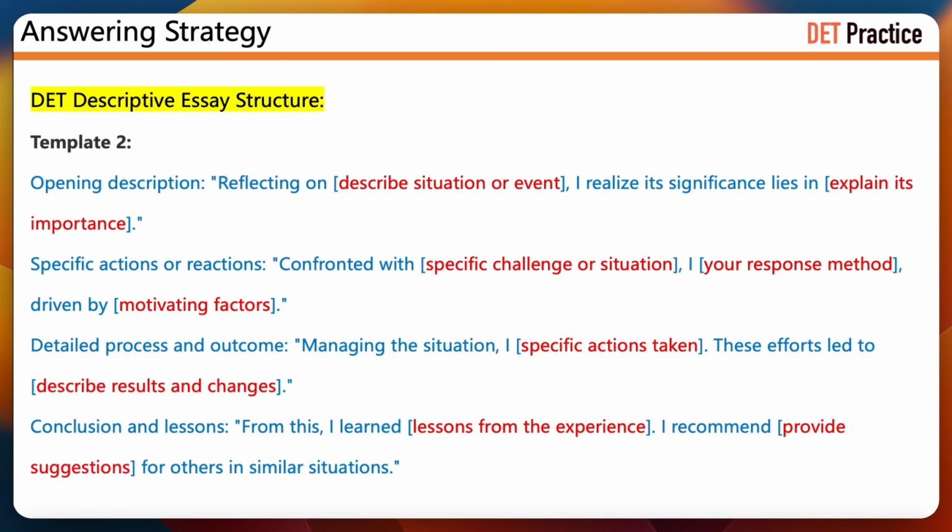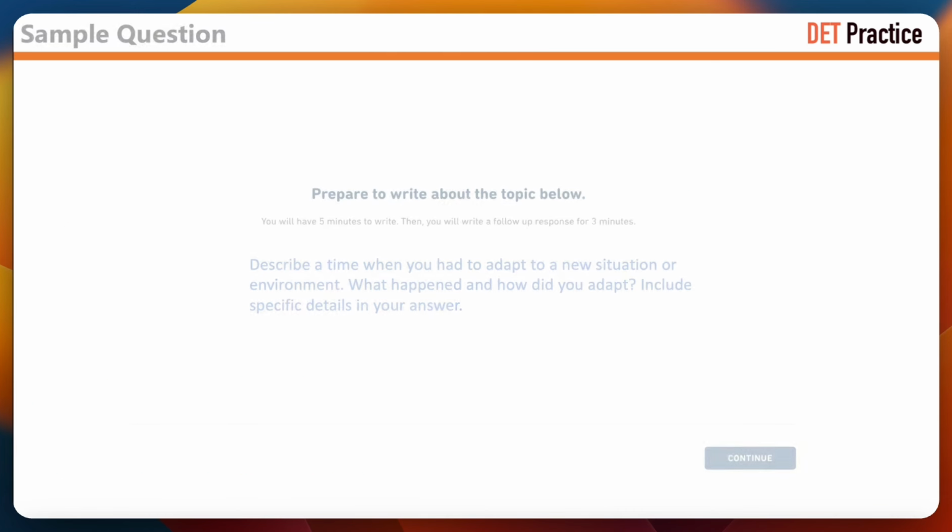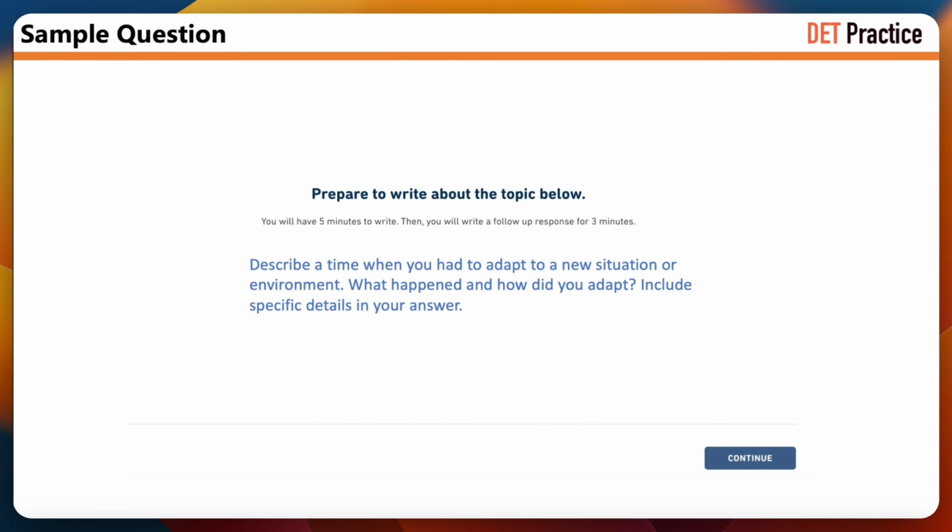Next, let's look at a sample question. Describe a time when you had to adapt to a new situation or environment. What happened and how did you adapt? Include specific details in your answer. Let's try using template 1 to respond.